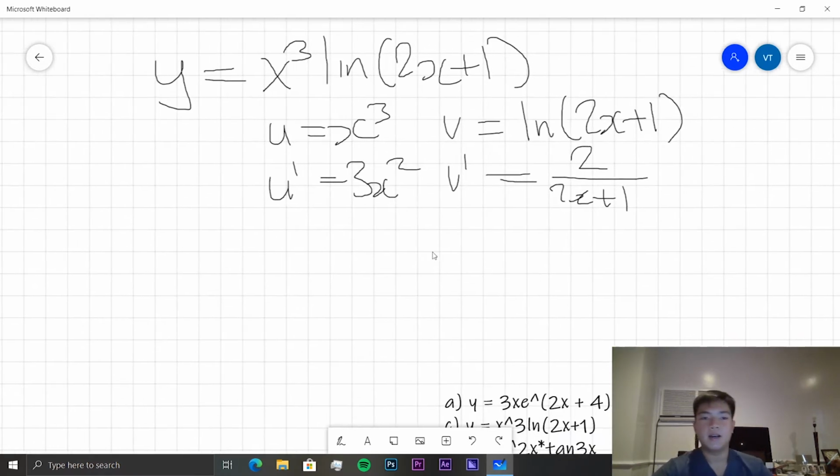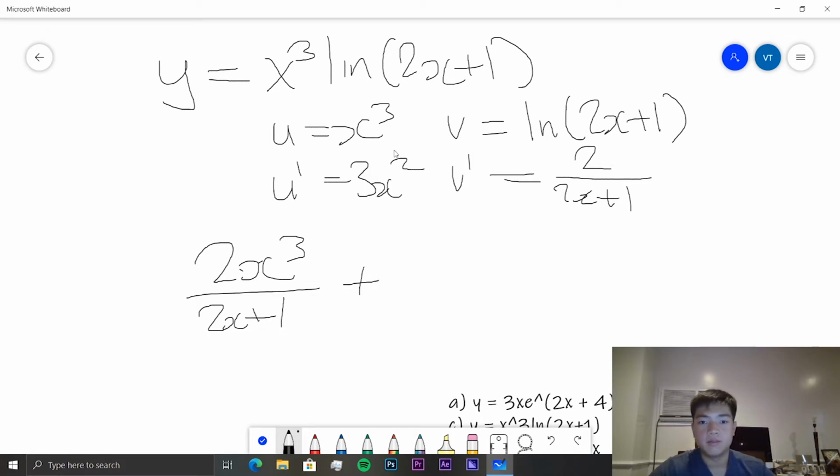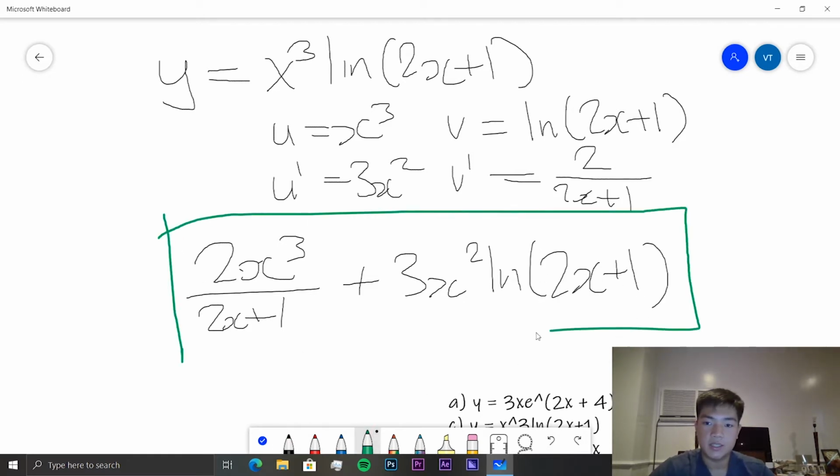So now if we product rule this, it's u times v prime, so we have 2x cubed over 2x plus 1, plus v times u prime. So we have 3x squared ln 2x plus 1. So this is the answer.